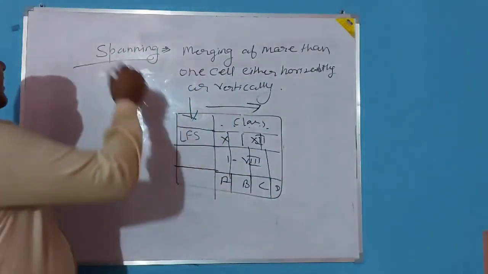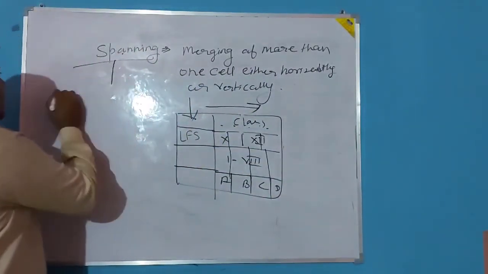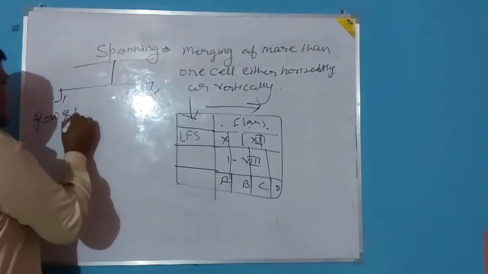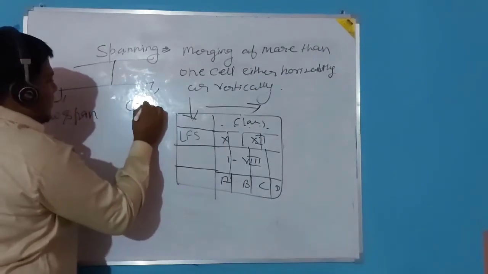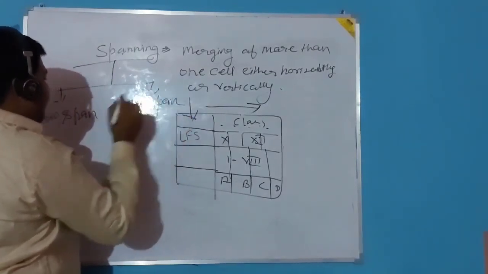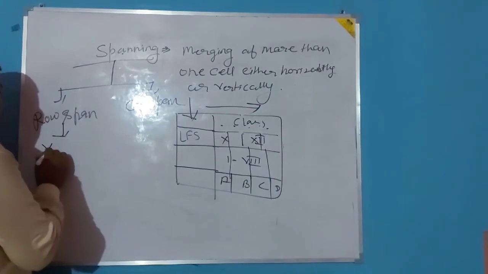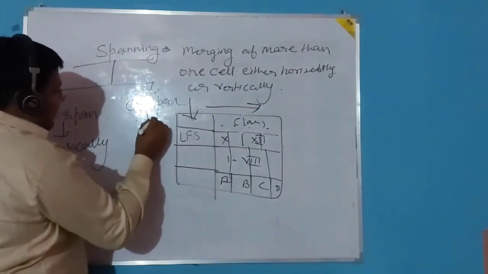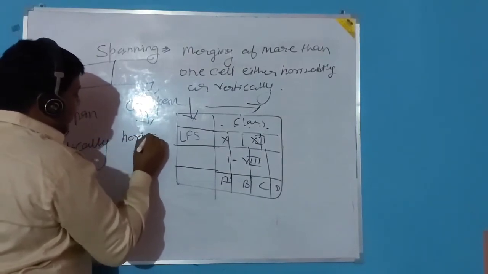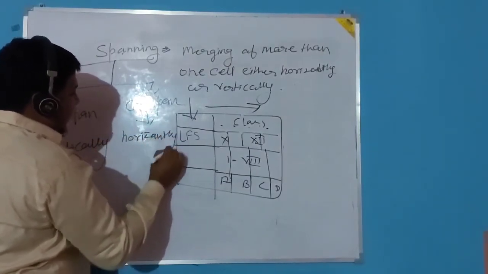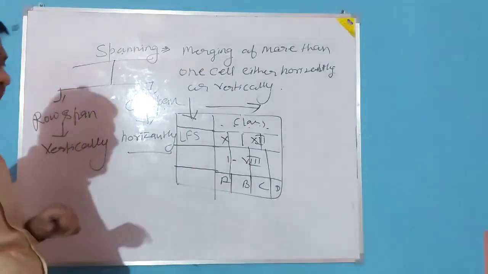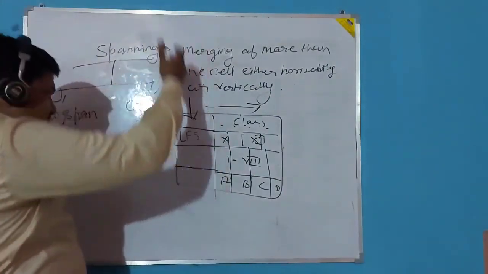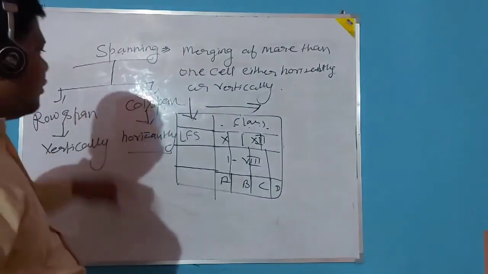It is called spanning. And spanning is also of two types. The first one is row span and the other one is col span. If you want to merge vertically, then I use row span, and if you want to merge horizontally, then I have to use col span. So whenever we merge this side, I will use col span. Whenever I merge row by row, then I will use row span.